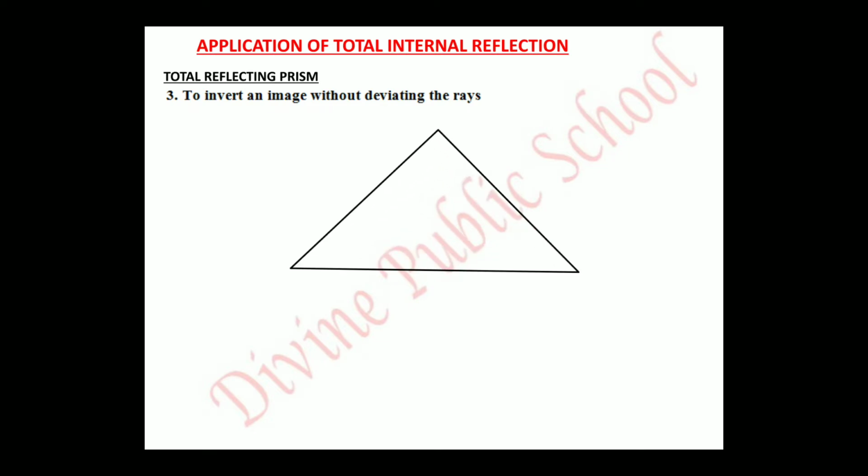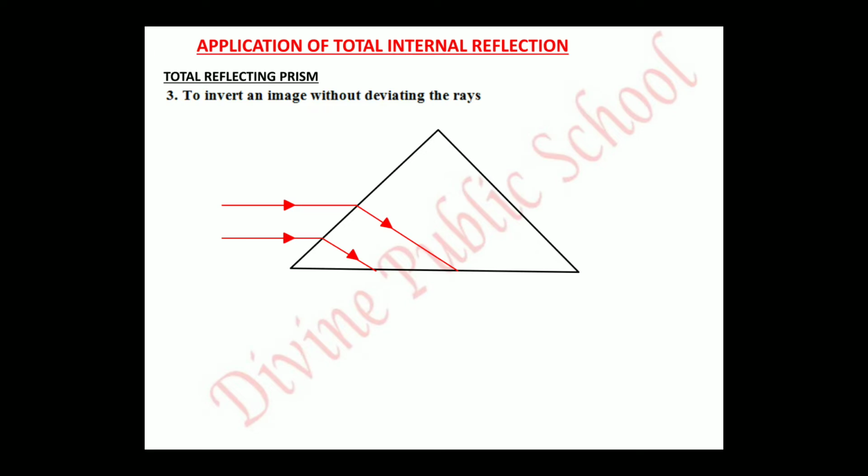Now the third application is to invert an image without deviating the rays. Without deviation, how the image of an object is inverted, let us see. Now the prism is kept in that manner. Rays fall on the surface. Now what happens? Here the angle of incidence is 45 degree, but rays are coming from rarer medium to denser medium. So what happens? There is no total internal reflection. Rays get refracted and they fall on the bottom.